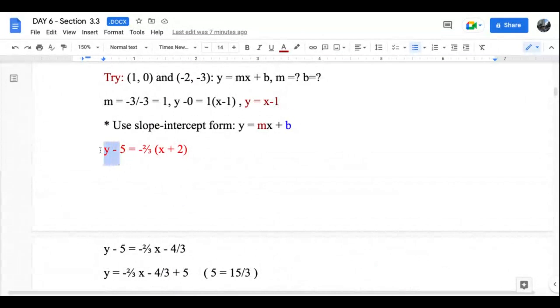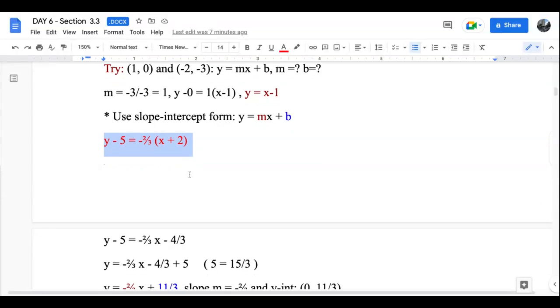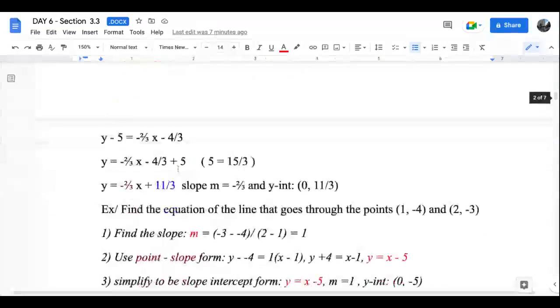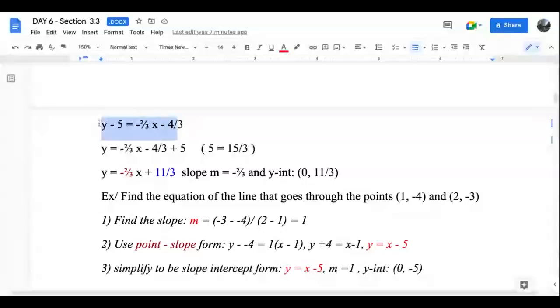Let's see this one. We want to write this one in slope-intercept form. So what do we do? We start with the given equation. Well, this one is in point-slope form, right? We see one point, the point x1, y1. x1 is 4 over 3, and y1 is 5.